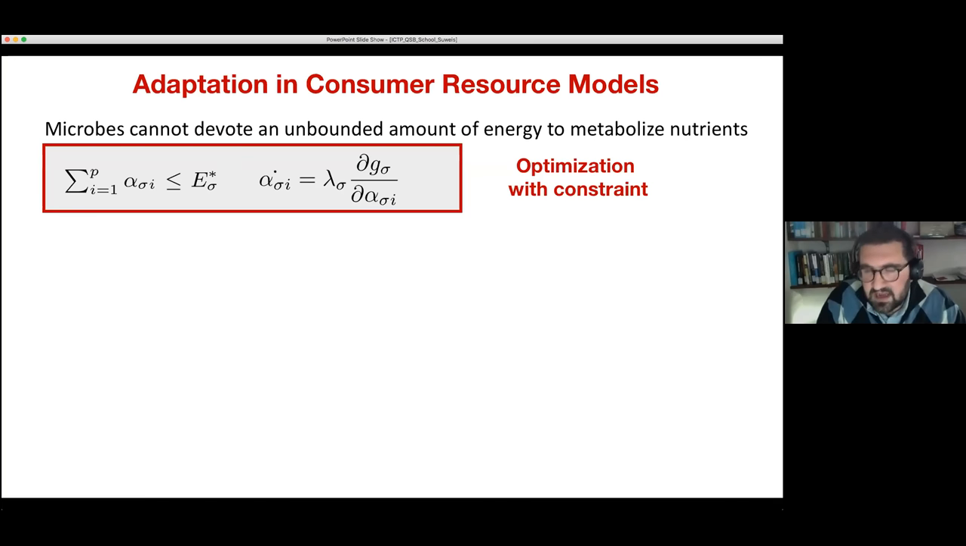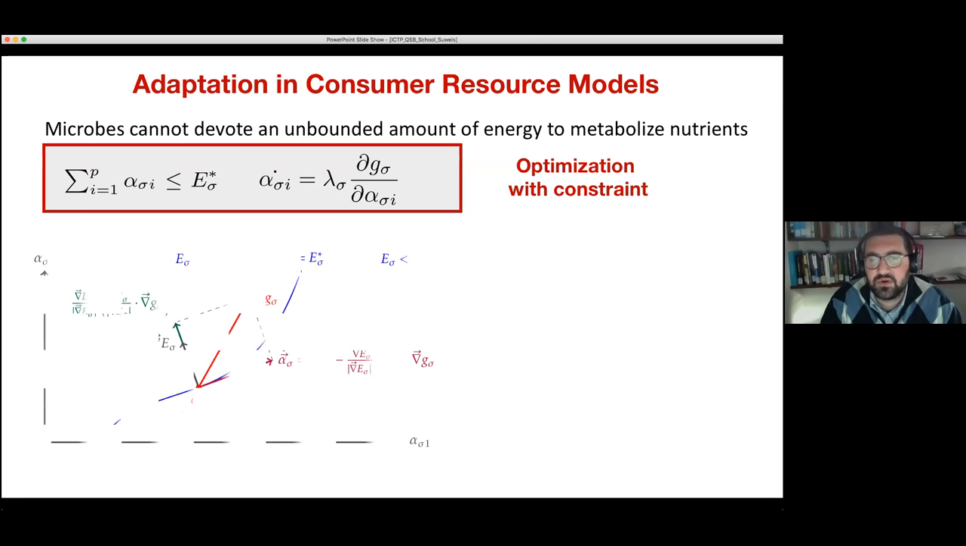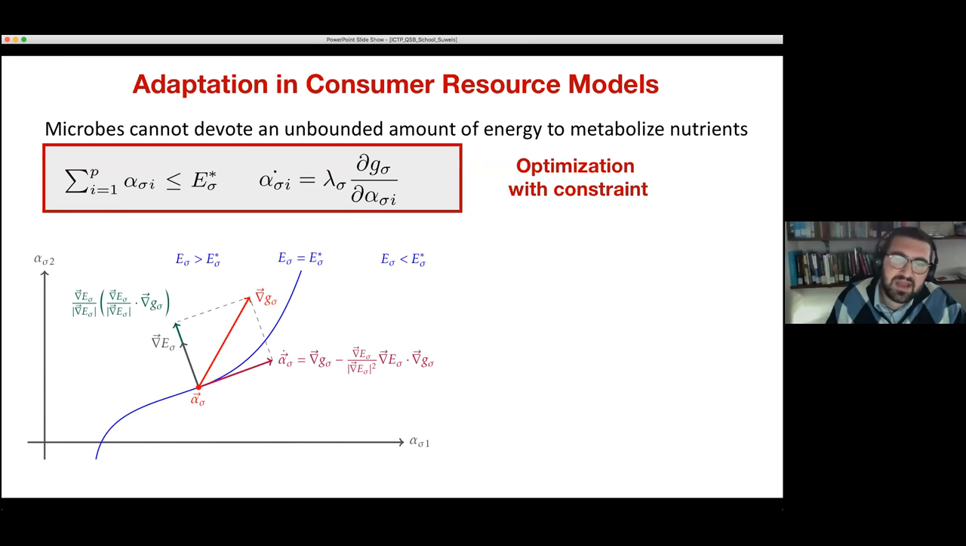So it's possible, this is a general result: if you have to do optimization with some constraint, you can implement the constraint in the equation. Here you can see the phase space of just two resources, so we have alpha sigma 1 and alpha sigma 2. And this line, the E star sigma, divides the plane in two regions. One is the allowed region. We can move inside this half plane because here the energy is less than the E sigma star, while we are not allowed to cross such a line and move into the other plane.